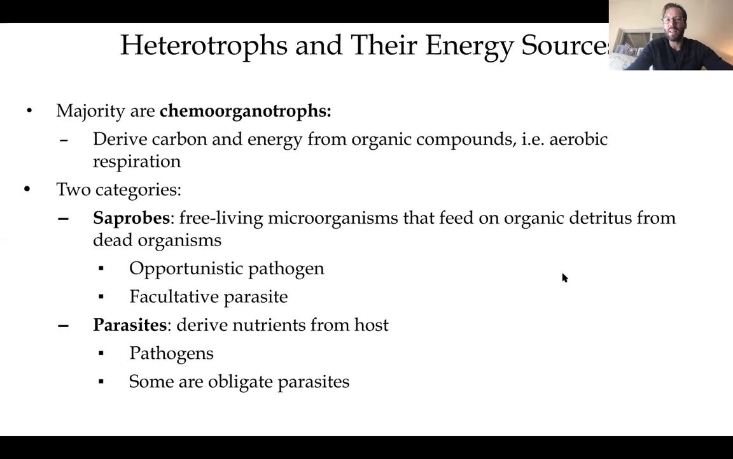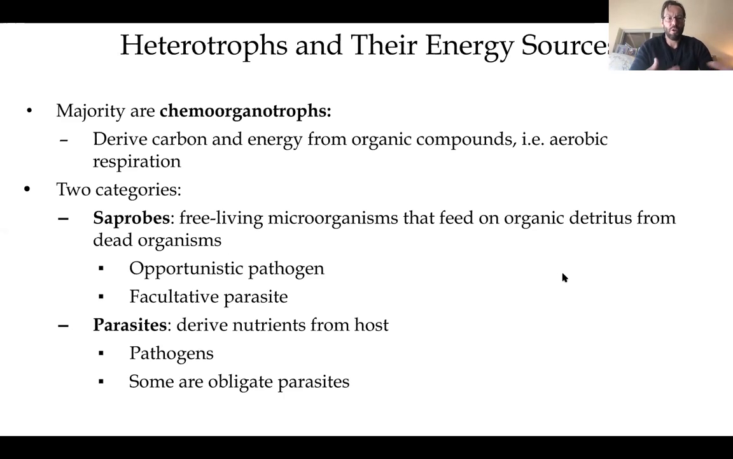Saprobes are free living microorganisms that feed on organic detritus. So just dead biomass. So maybe they're breaking down fruit that has fallen off of the tree and is now just starting to decompose. Why is that decomposing? It's because the bacteria have sought that out and are feeding on all the sugars in that fruit to get their carbon and their energy. Okay.